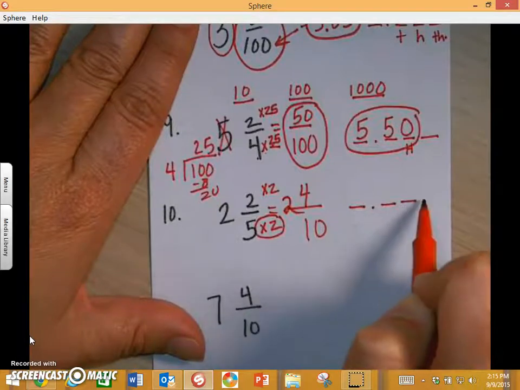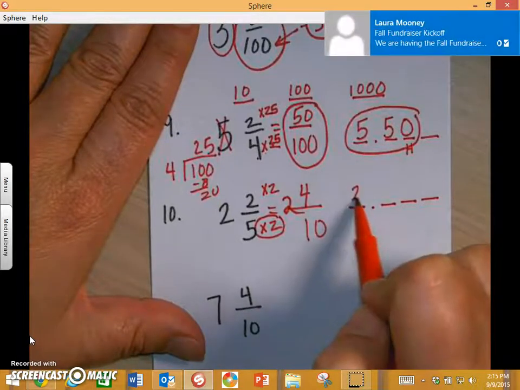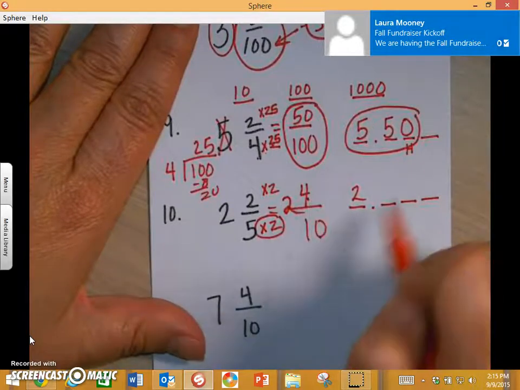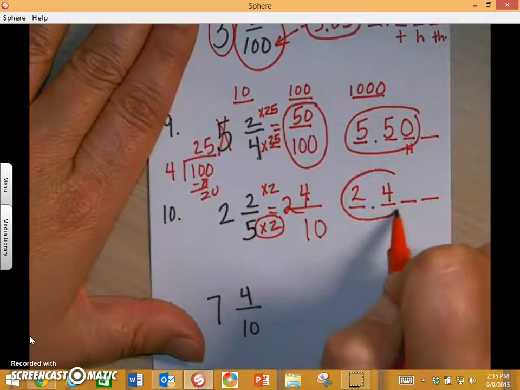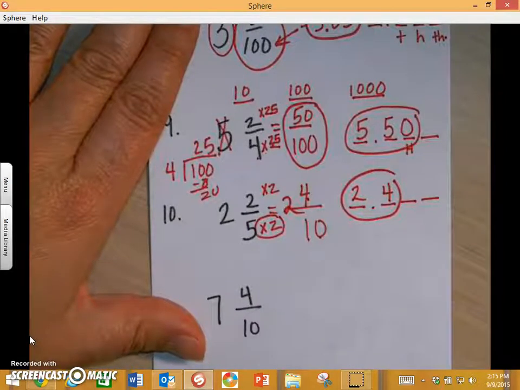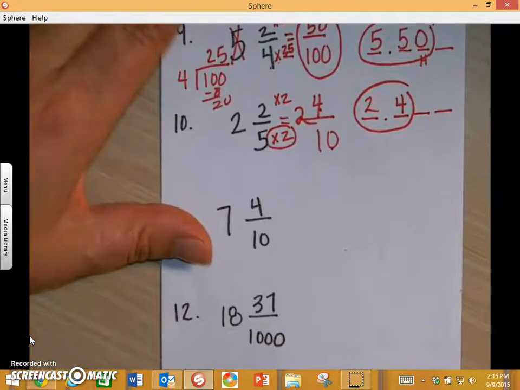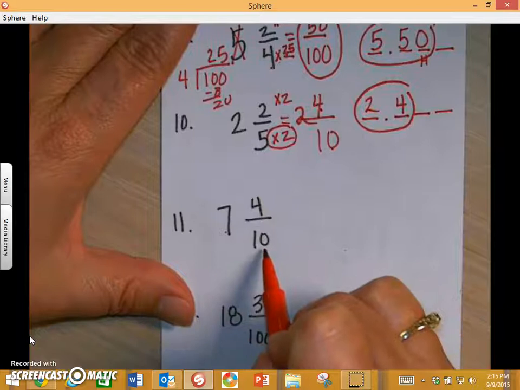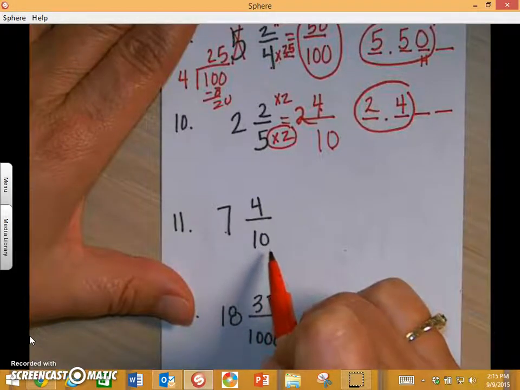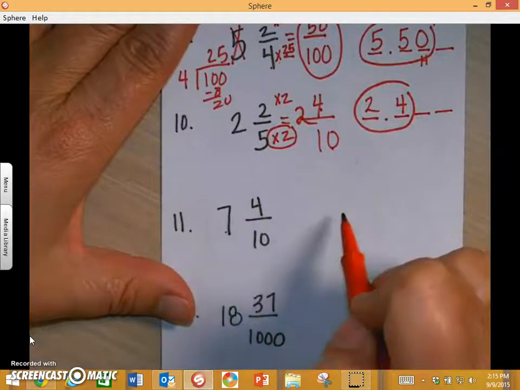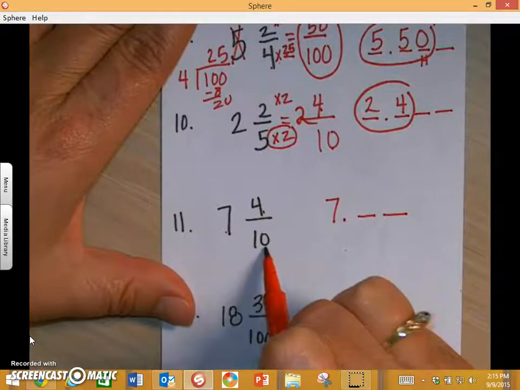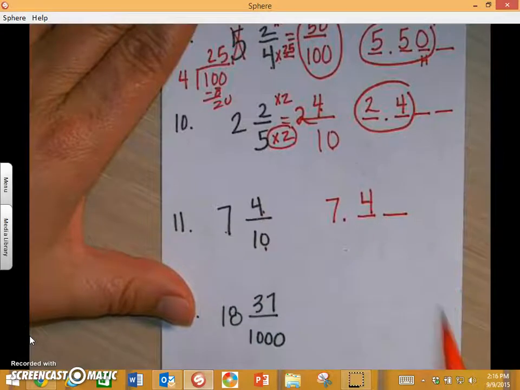So when I go to make my decimal, I put my 2 in the whole number side. Then I put the 4 in the tenths place. So my decimal is 2.4, or 2 and 4 tenths. Let's look at this example here. 7 and 4 tenths. Well, it's already got a denominator of 10, 100, or 1,000. So I don't have to do anything to that. I just put my whole number. Then I put my 4 in my tenths place. 7.4.